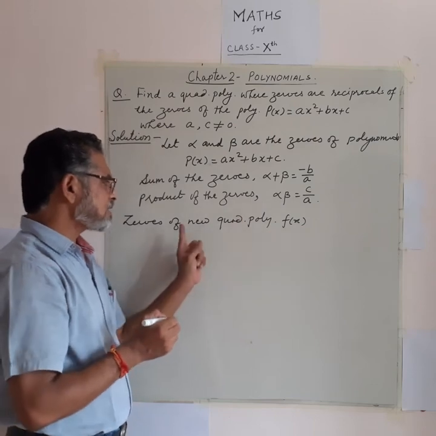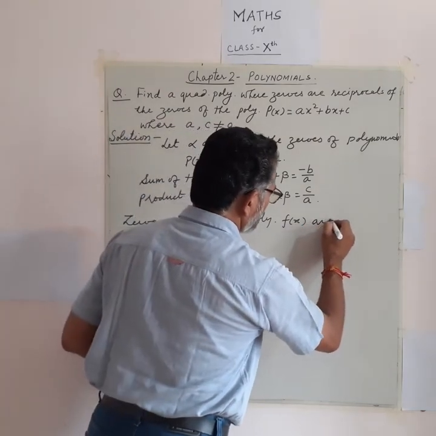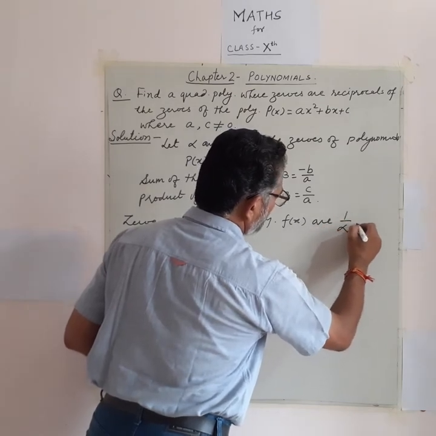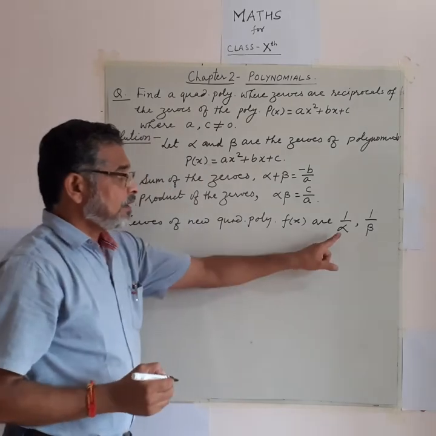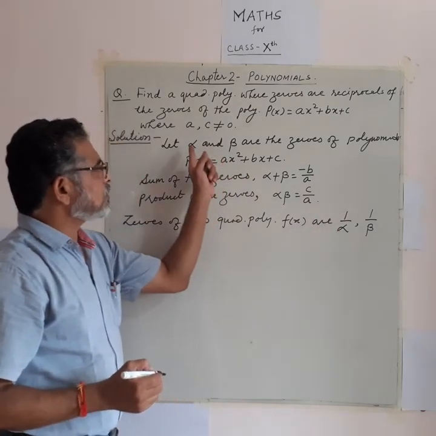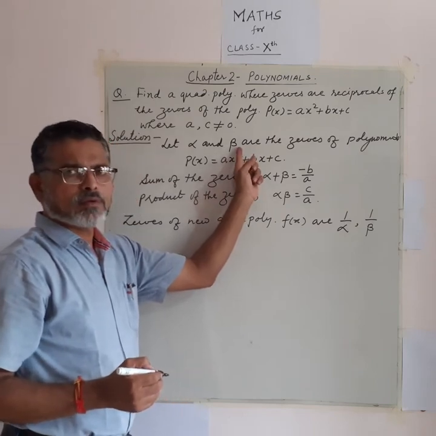तो इस f(x) के zeros क्या होंगे? They are 1 by alpha and 1 upon beta. ये क्या होगा? 1 upon alpha is the reciprocal of alpha and 1 upon beta is the reciprocal of beta.